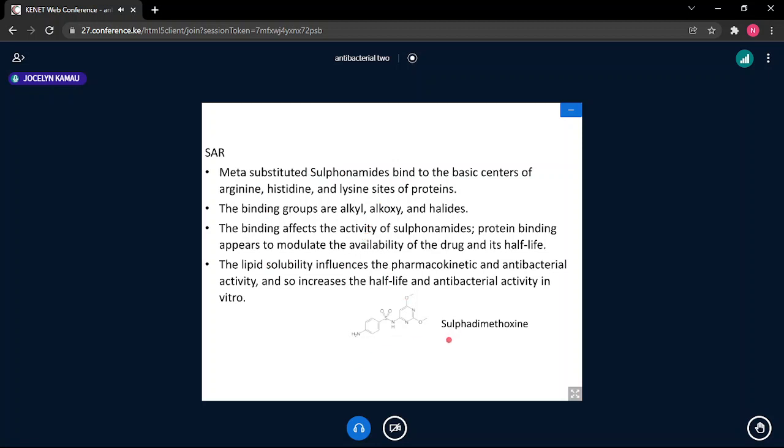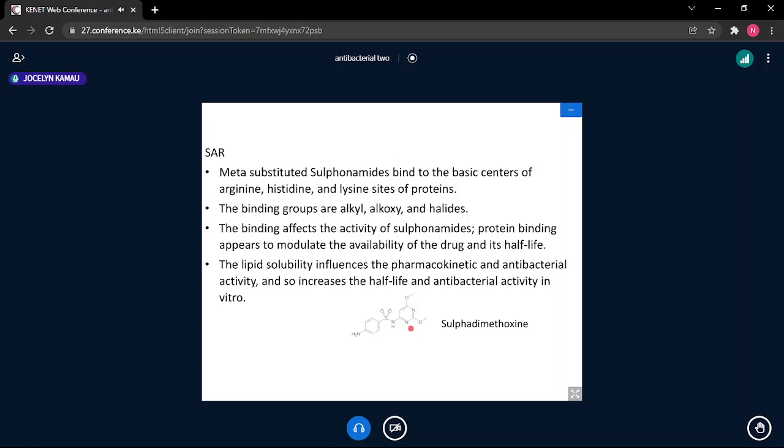Like you can see sulfadimethoxine, you start from here, this is ortho, meta. This is ortho, meta. So this is where the heterocyclic ring is joining, so that is ortho, meta. It's joining here also meta. So we are saying meta-substituted sulfonamides bind to the basic centers of the adenine, histidine, and lysine sites of proteins. The binding groups are either alkyl, alkoxy, and halides.